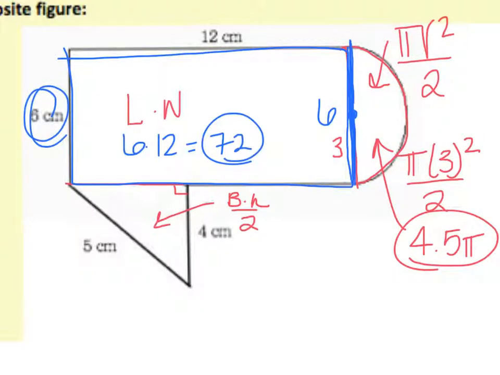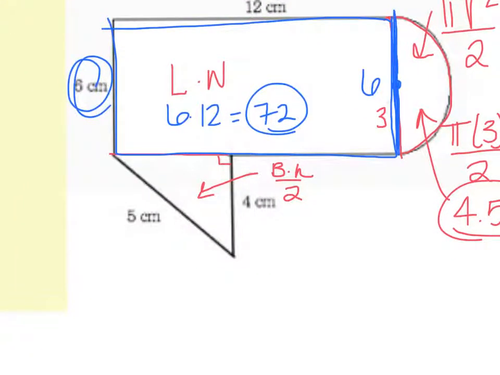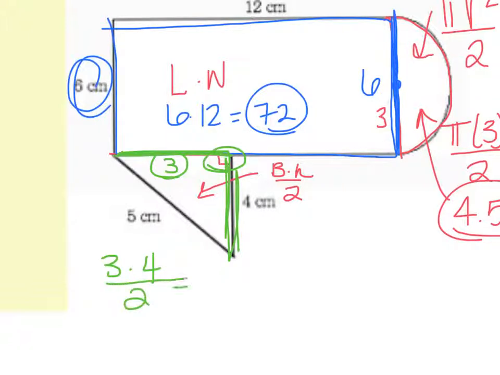And then last but not least is the triangle. So again, you're looking for this right angle in here to find the base and the height. Okay, I don't have the base. I don't have one of the dimensions, but it is a right triangle, so I can use Pythagorean theorem. And when I do the Pythagorean theorem, that side is going to be 3. So I'm going to do 3 times 4 and divided by 2, and that's going to be 6.